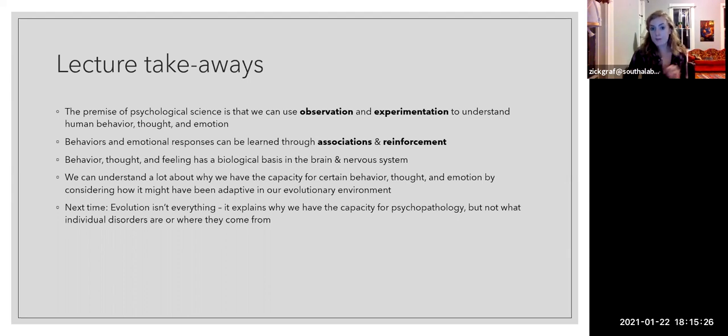We can understand a lot about why humans as a species have the capacity for certain behaviors, thoughts, and emotions, why it's possible for us to have psychopathology, by considering how those behaviors, thoughts, and emotions might have been adaptive, might have been shaped by reproductive success in our evolutionary environment. But as we'll talk about next time, all that Darwinian psychiatry really explains is why we have the capacity for psychopathology. It doesn't help to explain why some individuals have more risk than others, or necessarily where individual disorders come from. So that's what we'll focus more on in the next lecture and throughout this class.